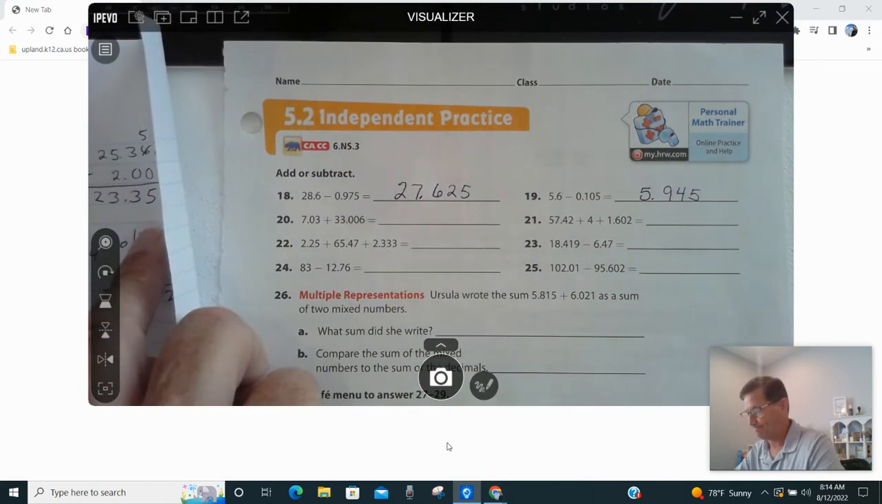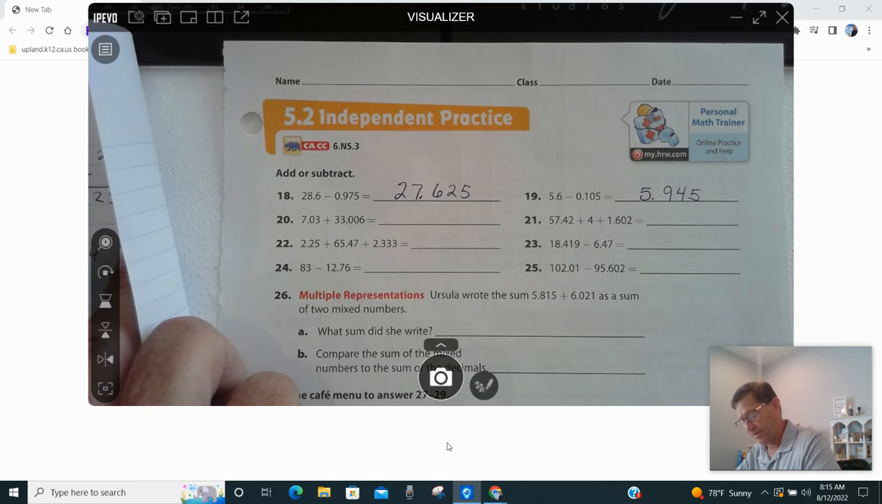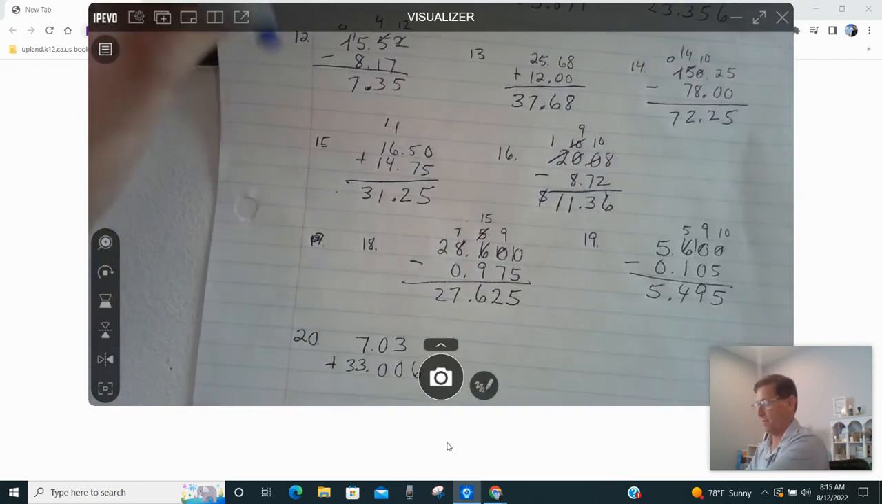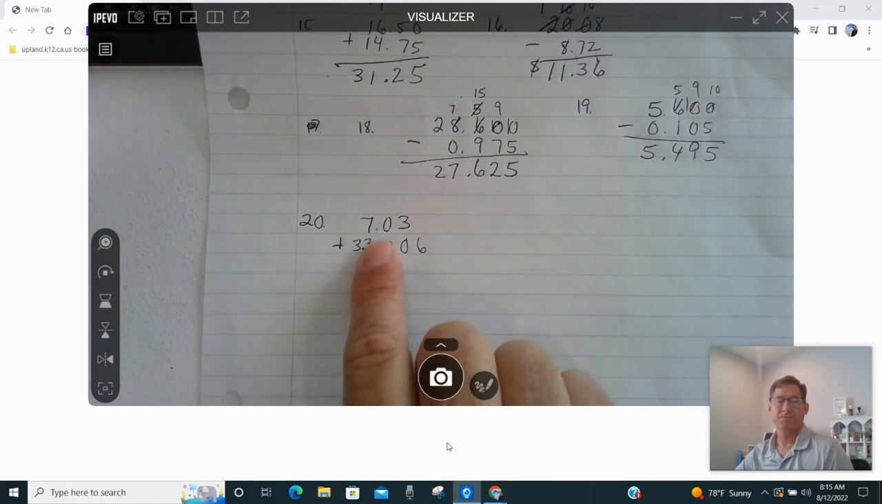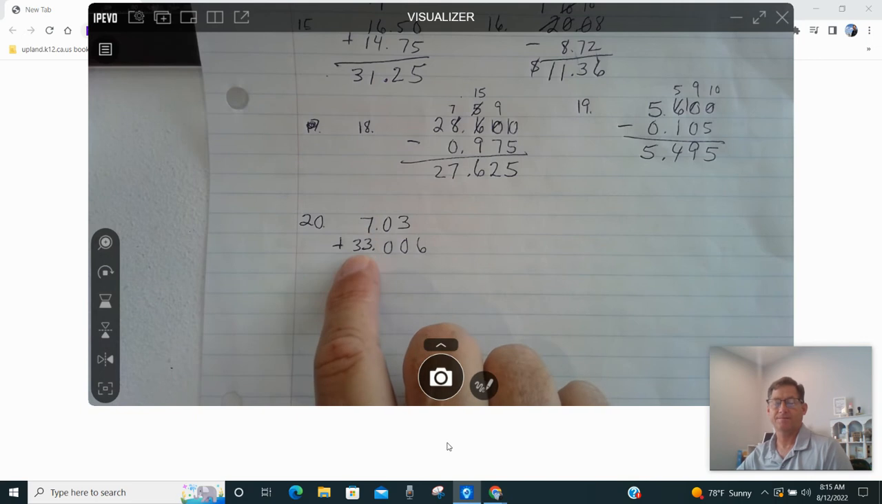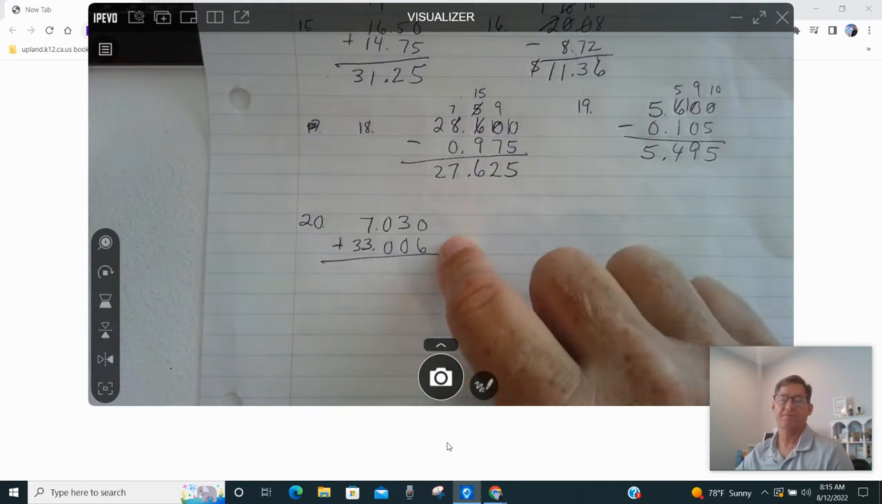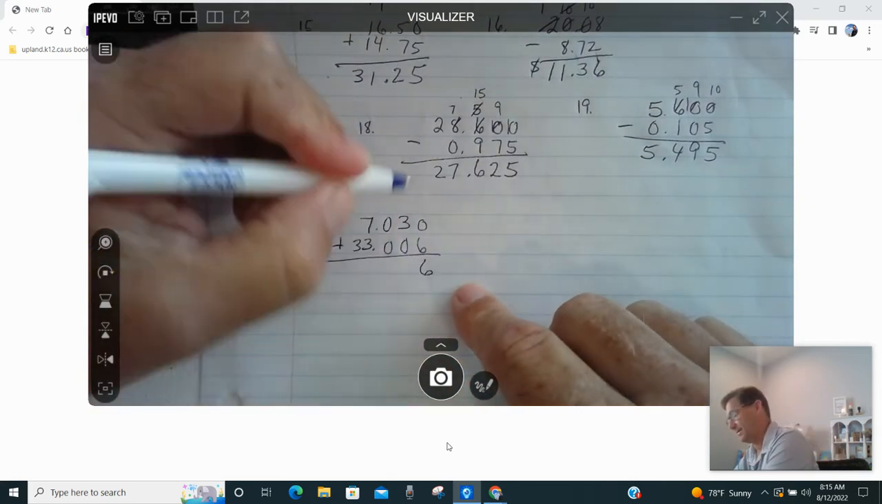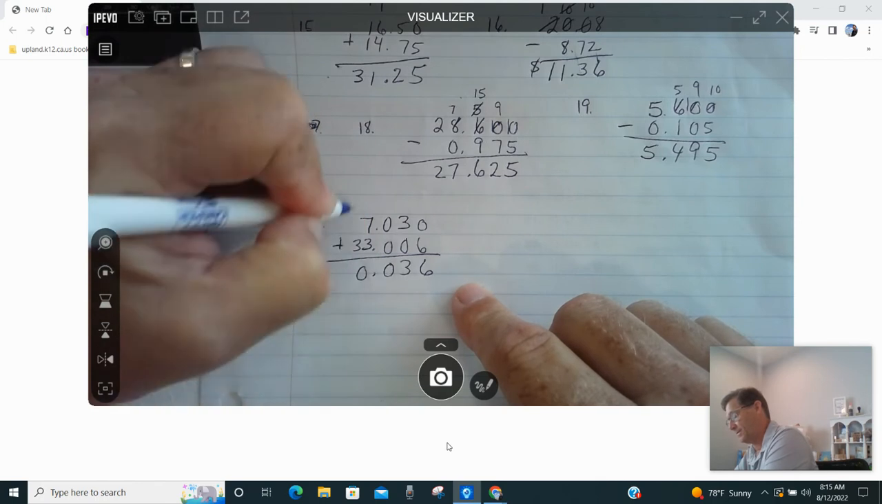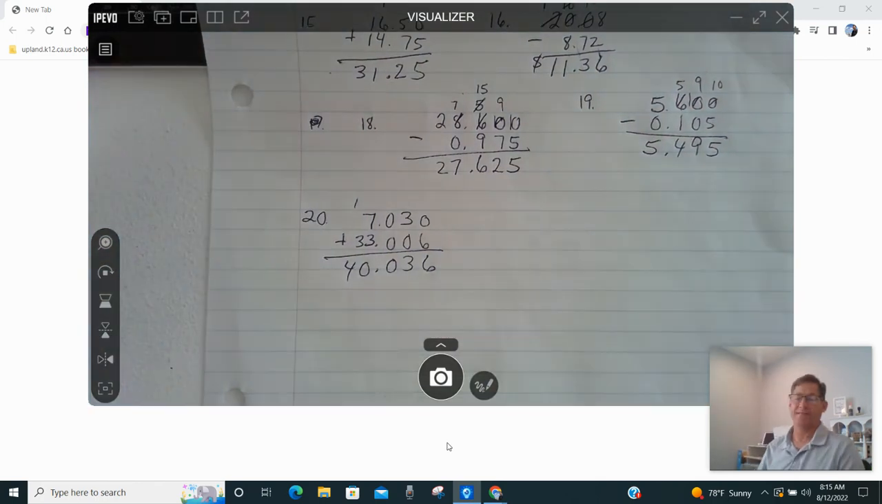Number 20, 7 and 3/100ths plus 33 and 6 thousandths. So line up the decimal point, make sure the 3 ones is under the 7 ones and the 3 tens is to the left of the 7 ones. Okay, we are in need of 1 placeholder zero. All right, add 6, 3, 0, 10. So 40 and 36 thousandths.